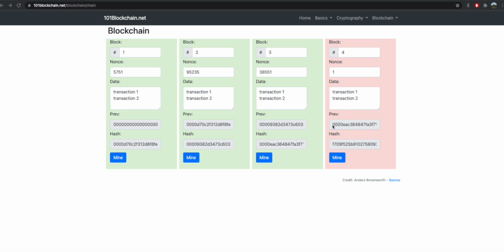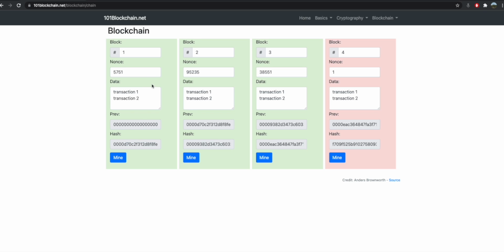So for block number 4, if we ignore the 4 zeros, we see that the previous hash value is listed as EAC36. The previous block has a hash of EAC36. We can look at the previous value for this block as 9382. The previous block has a hash 9382, and so on and so forth until we reach block number 1. And if you see, this is actually how they are chained together, and it's how the term blockchain came into play. The first block actually has no previous block, so the value for previous is actually all zeros.